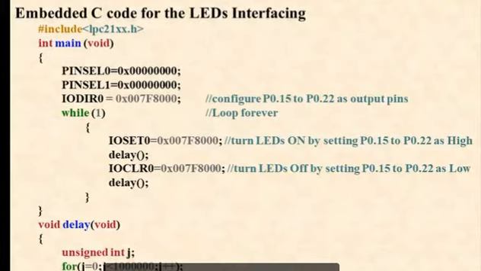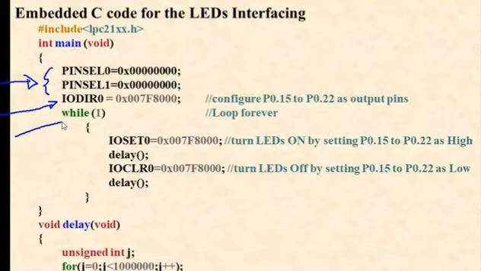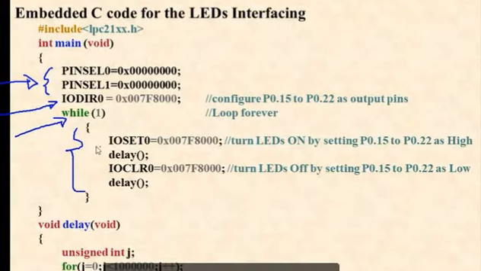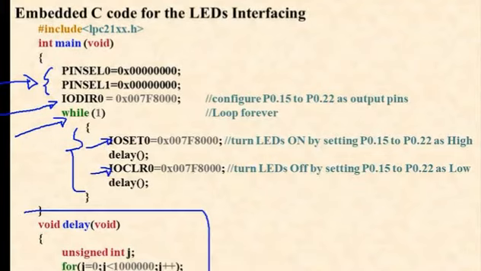Your first part is pin select. By using this pin, you can select the function. Then the second part is direction. By using this, you can make any pin input or output. And using while, which means infinite loop, you can make any pin high and low. To make that pin high, you have to use IO set, and to make this pin low, you have to use IO clear. And this is the delay program which we used last time also in MPLAB.